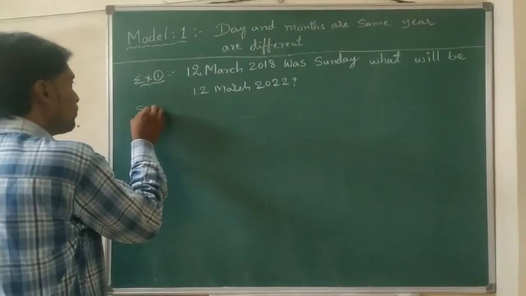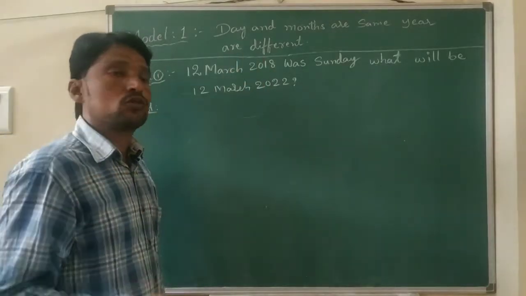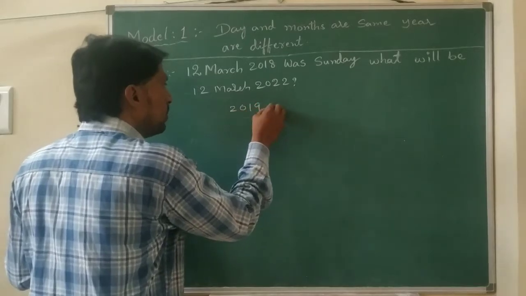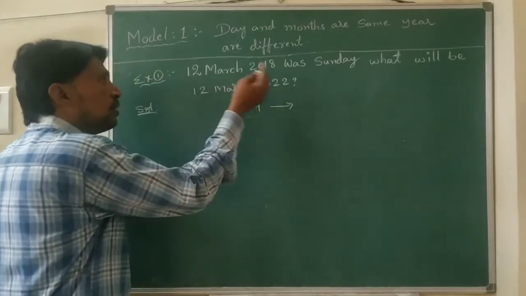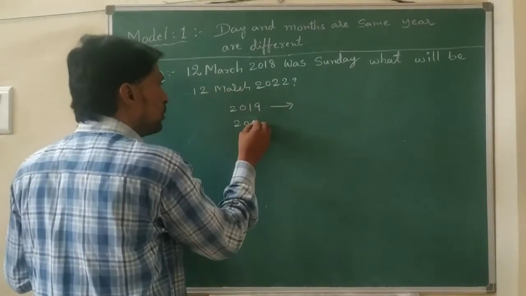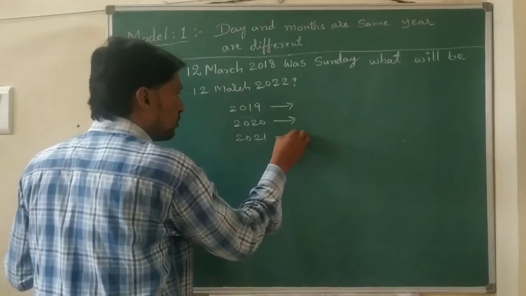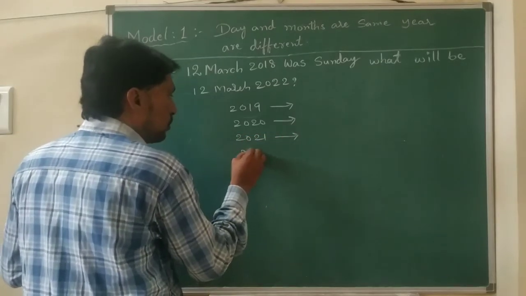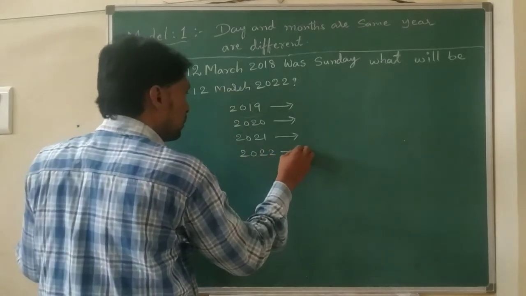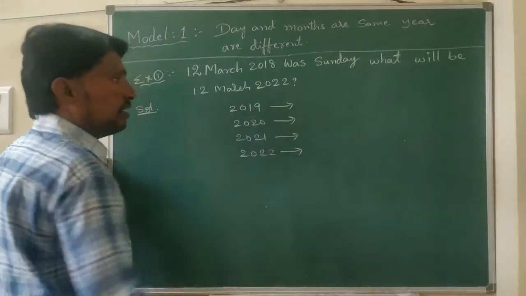So see here, 12th March 2018 to 12th March 2019, that will be 1 year. 12th March 2019 to 2020, it will be 1 year. And 2021, that is 1 more year. 12th March 2022, that is 1 more year. Now, what are the odd days of these years?